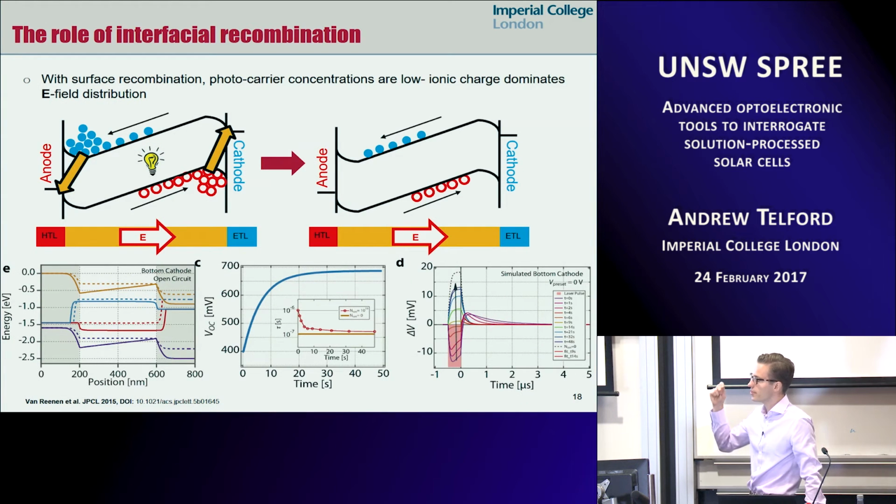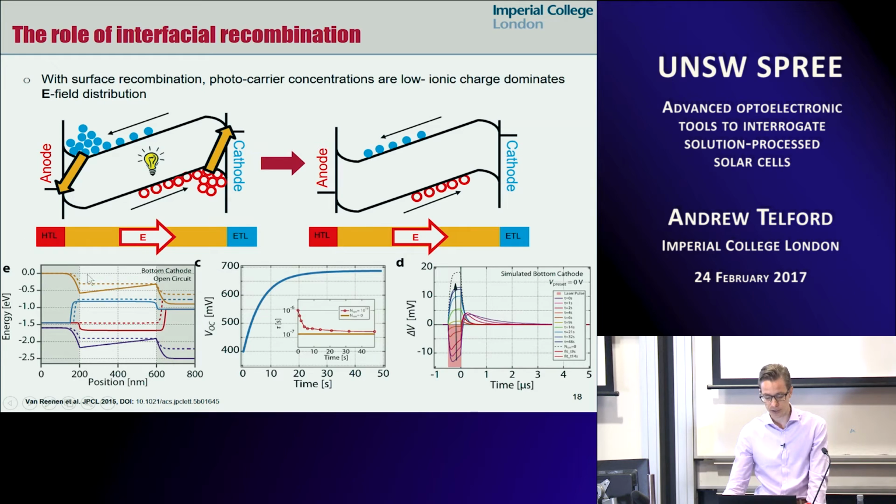Now, in devices with hysteresis, what we think is happening is that you have recombination at the interfaces of the active material with either the cathode or the anode or both. And this surface recombination helps remove part of that photogenerated charge so that the shape of the band structure is not affected now. So the only way to go back to that flat band configuration is for the ions to rediffuse back into the bulk of the material. And that takes a little while.